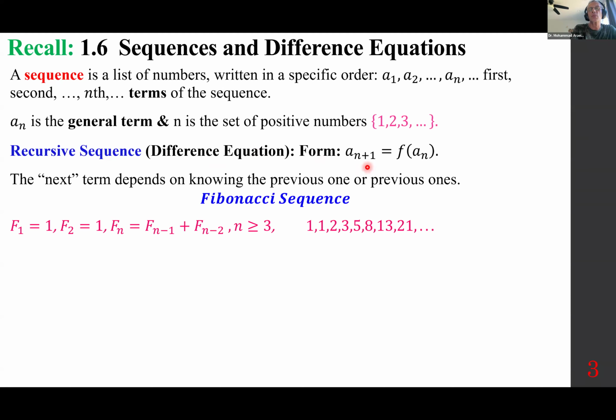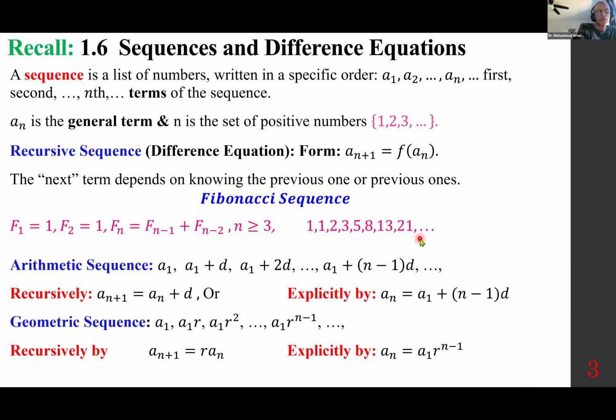Recursive sequence, also known as difference equation. The format is a sub n plus 1 is f of a sub n, which means the next term depends on knowing the previous one or previous ones. An example is the Fibonacci sequence where f sub 1 is 1, f sub 2 is 1, f sub n is f sub n minus 1 plus f sub n minus 2 for n larger than or equal to 3. Therefore, we get 1, 1, 2, 3, 5, 8, 13, 21. You just simply add them up.